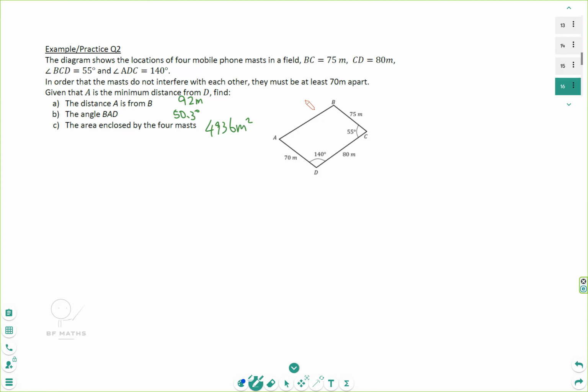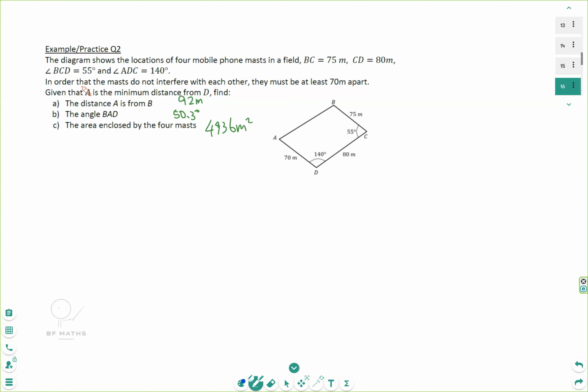The masts, if you don't know what they are, are basically signal towers, so that your phone always has signal because it is always within coverage by a mast. So anyone in between the masts always has signal coverage by your phone company. In the field, BC equals 75. These are all shown in the diagram.